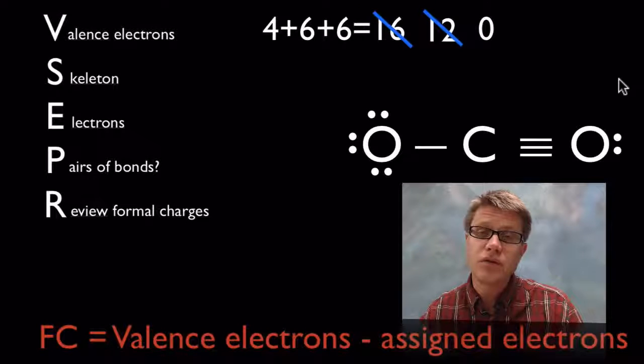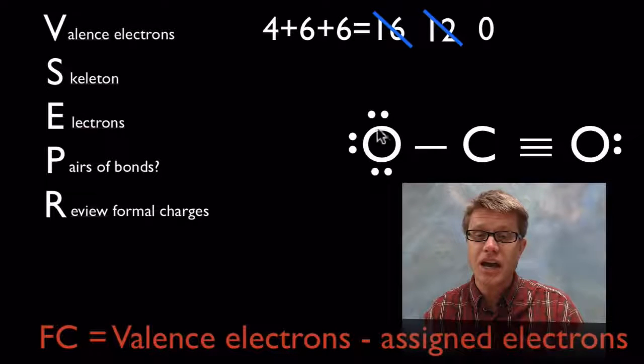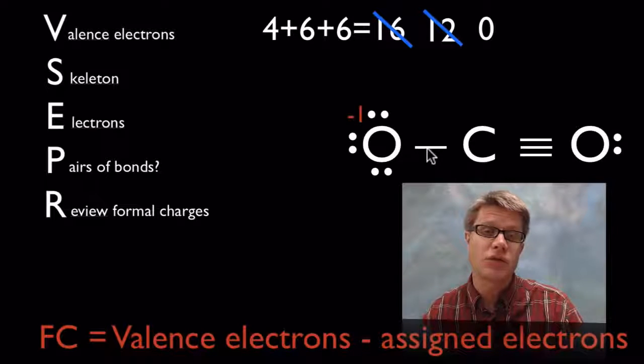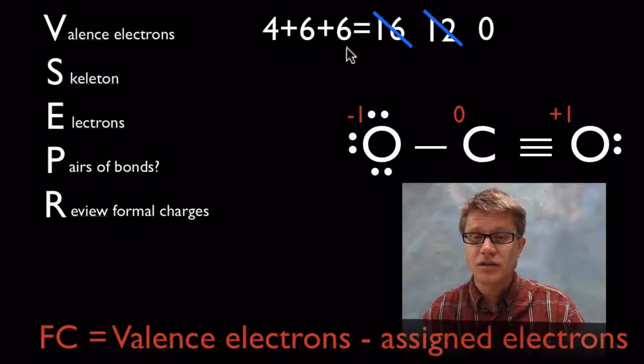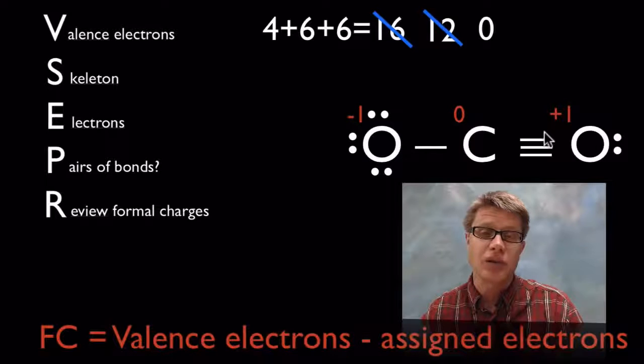Now, if we review the formal charges, let's go from left to right. If we look at oxygen, oxygen is going to have 6. How many does it have? Well, you can see that it has 6 minus 7, so it's actually going to have a formal charge of -1. That's kind of not a great sign on my model so far. If we look at carbon, it's 0. And if we look at the other oxygen, it's going to have a formal charge of +1 because 6 valence electrons minus 1, 2, 3, 4, 5, so it's going to have +1.